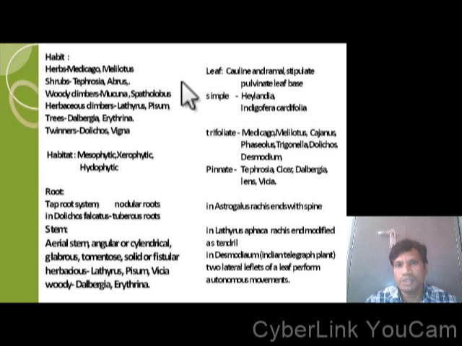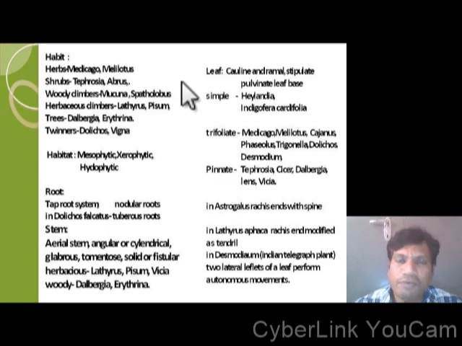In a simple leaf, on its stem or rachis, we find only one leaf at each side. In a trifoliate leaf, each rachis contains three leaflets. The best examples are Medicago, Melilotus, Cajanus, Phaseolus, Trigonella, Dolichos lablab and Desmodium gyrans. In pinnate leaves, the rachis contains leaflets on two sides in a book-like model. Tephrosia purpurea, Cassia, Dalbergia latifolia, Lens esculenta and Vicia faba are the best examples of pinnate leaves.